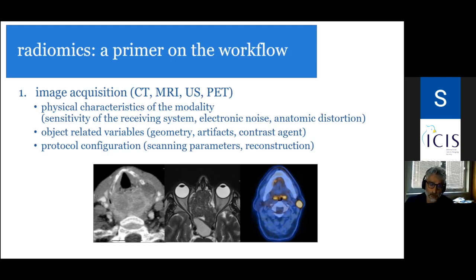So we are talking about inherent physical characteristics of CT scanning, MRI scanning, or PET-CT scanning, although there are also radiomic works on ultrasound and even on conventional X-rays. There are then some variables that are related to the object, its geometry, artifacts, contrast agent, motion, and so on. And there are some protocol configuration, of course, the scanning parameters, but also the reconstruction and the filters that are applied to the image that we routinely acquire.